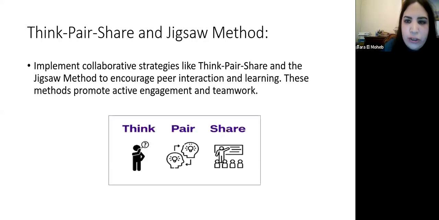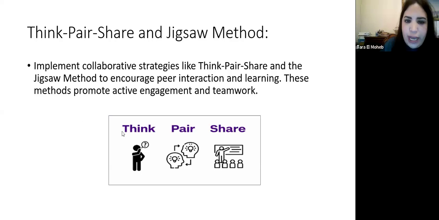Think, pair, share, and jigsaw method. Implement collaborative strategies like think, pair, share, and the jigsaw method. For example, think: you can give them an activity where they think for a bit about what they're going to say alone. Pair: they can pair together and reach the answer together and share it with their classmates.